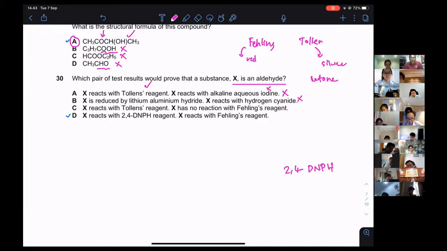X reacts with Tollens' reagent. Yes. X has no reaction with Fehling's reagent. Doesn't make sense. Both of them must be positive. And X reacts with 2,4-DNPH reagent. Yeah, correct. Okay. X reacts with Fehling's reagent. Yes, correct. Ketone, they will react, but they will not react with Fehling's reagent. Therefore, you can prove that this is going to be aldehyde. That's why the answer is D. Okay, if there is a mistake, you probably would have selected B as the answer. So I have explained to you why.